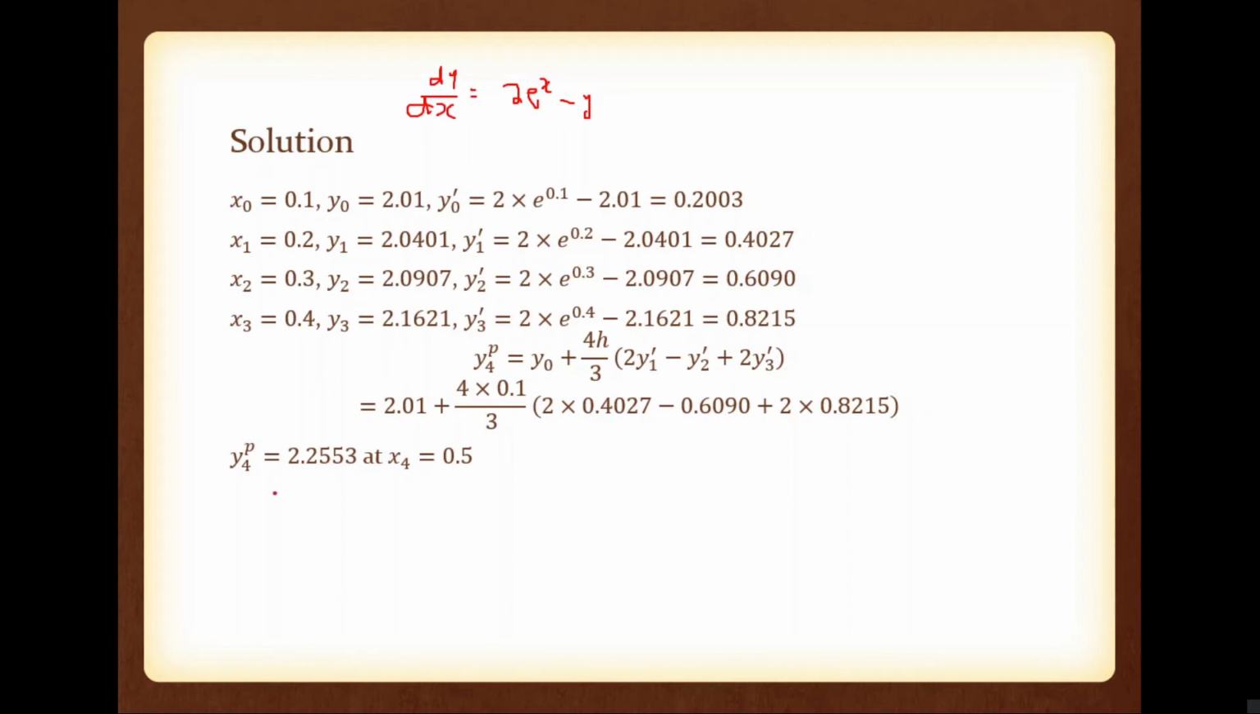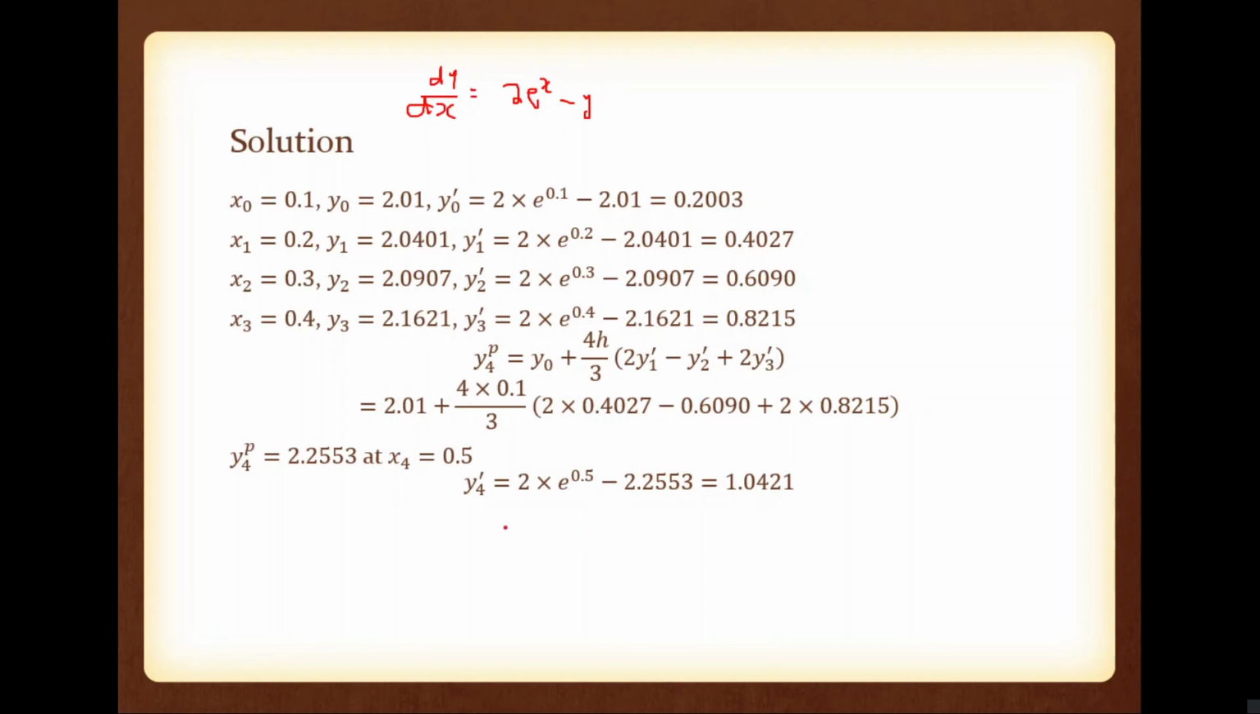So y4 dash is equal to 2 into e raised to 0.5. Please note, 2 into e raised to x. So here we need x4. x4 is equal to 0.5 minus y4. So y4 is equal to 2.2553. So that is equal to 1.0421. Is it okay, all of you?